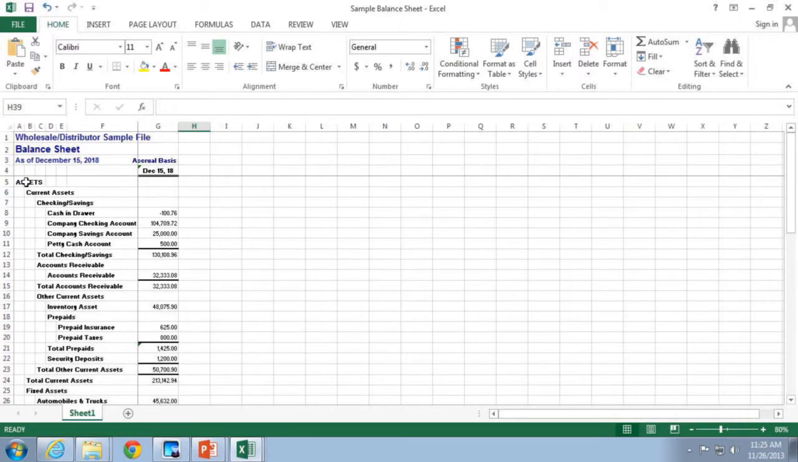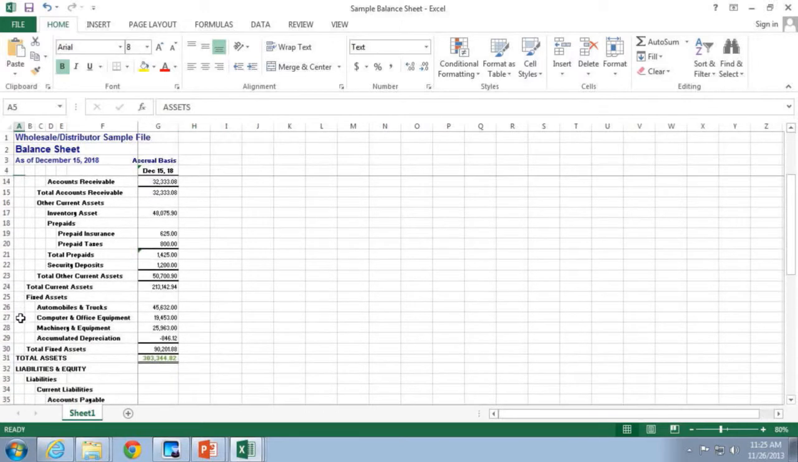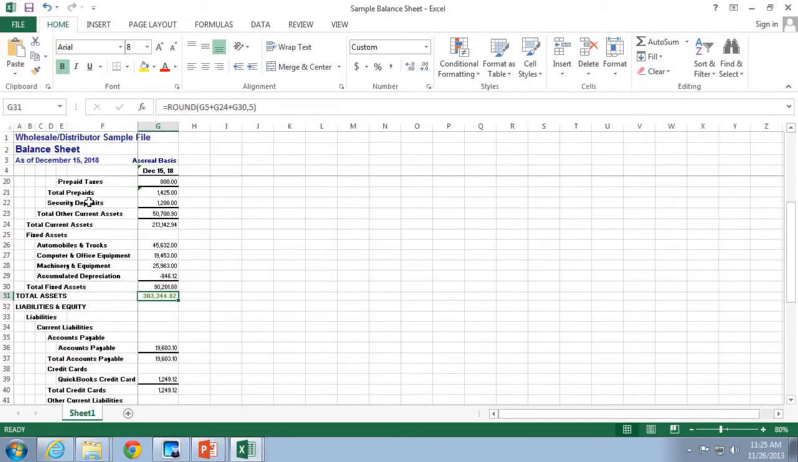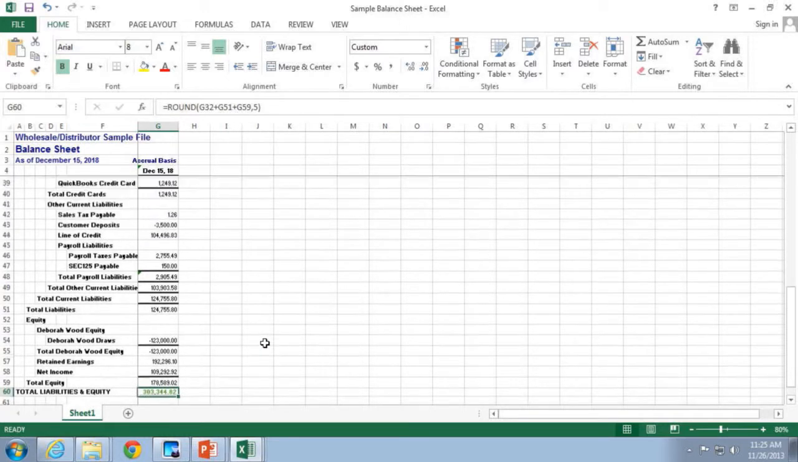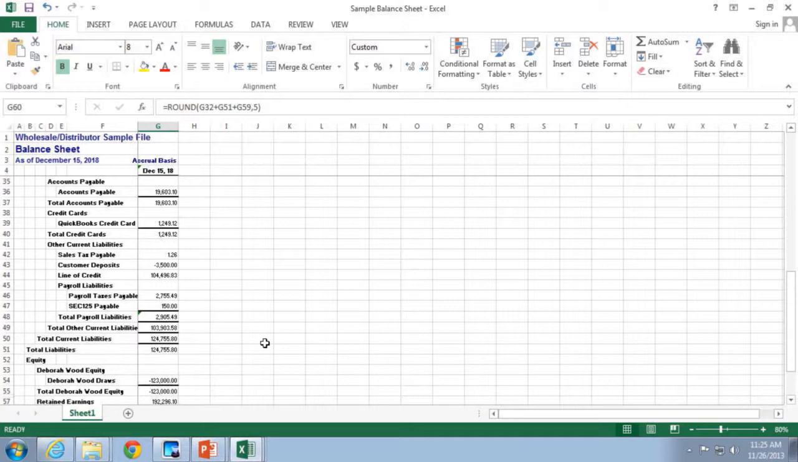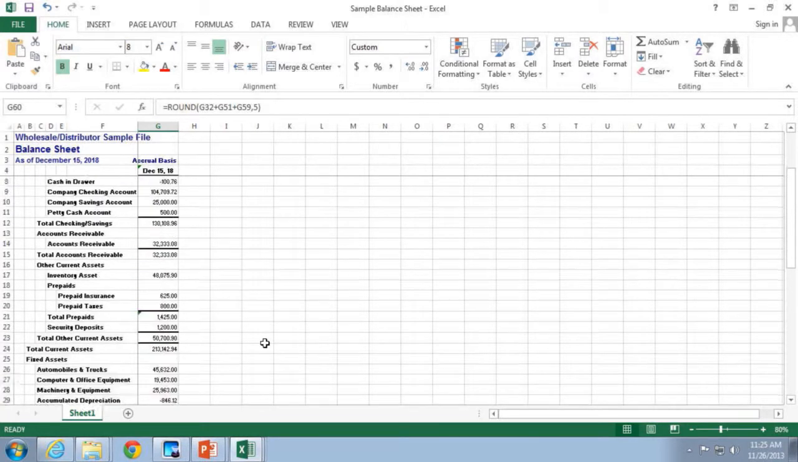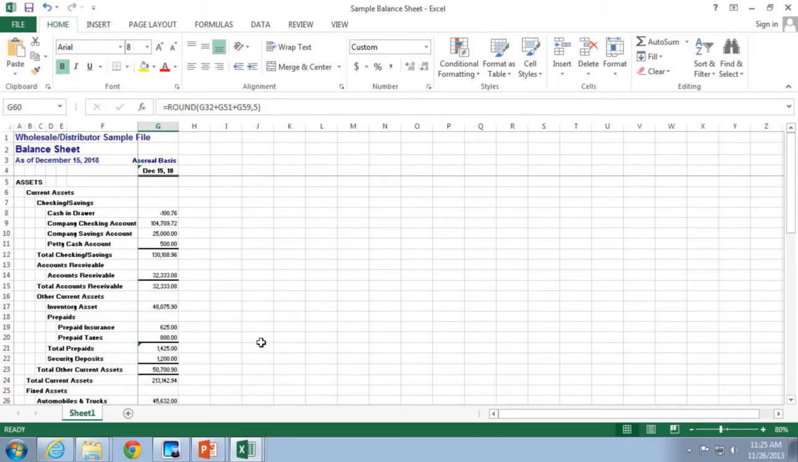First of all, we have our main section of assets, our main section of liabilities and equity. And you'll see that under the assets, these are the total assets for the sample file, and they match the total liabilities. You always have to have a balanced balance sheet, and this goes back to the fundamentals of your debits always equal your credits. Your journal entries will always equal each other.